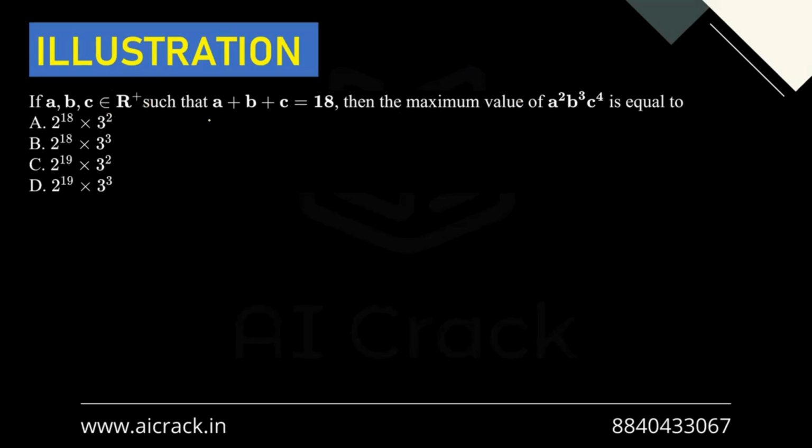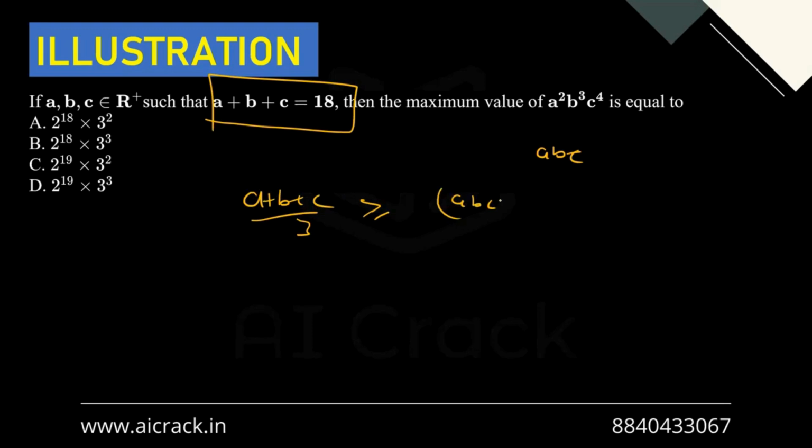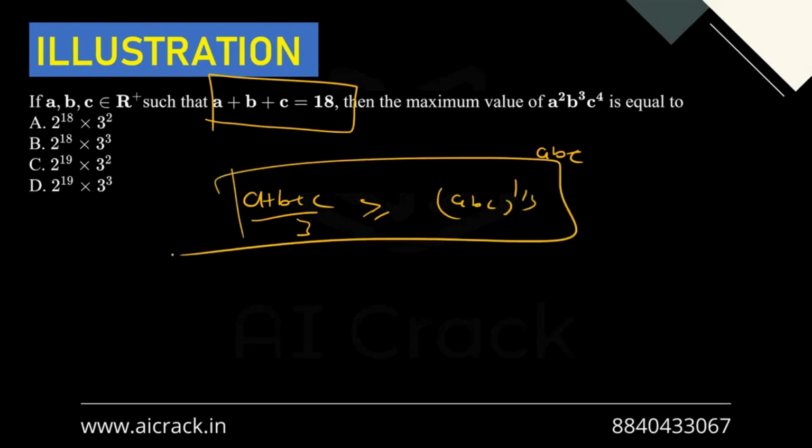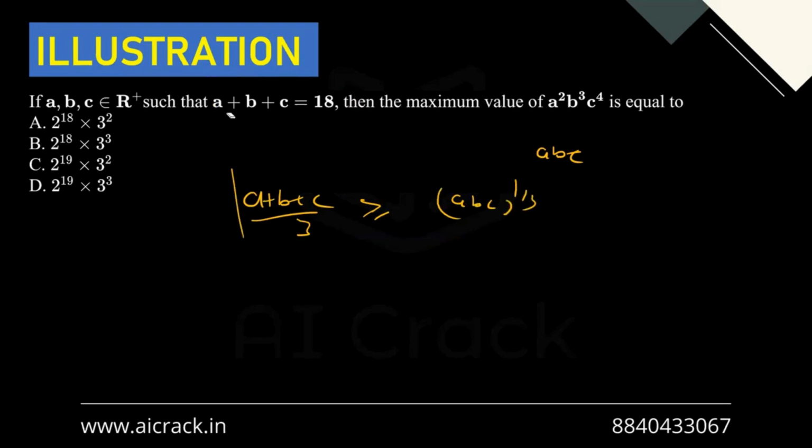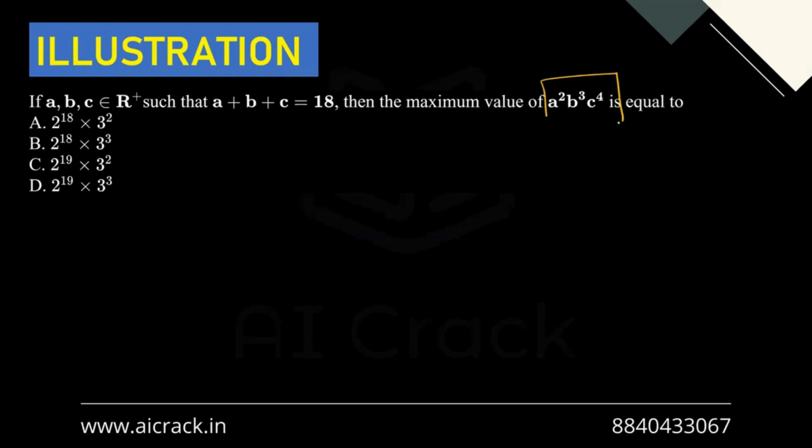Now, until now, when given the condition a plus b plus c equals 18, we could find out the maximum value of abc with the help of AM-GM, right? a plus b plus c divided by 3 is bigger than or equal to abc raised to the power 1 by 3. With this, we could find out the maximum value of abc. But what about this a squared b cubed c to the power 4? We don't have 2 a's, we don't have 3 b's, we don't have 4 c's, right? So if we don't have them, we can create them.